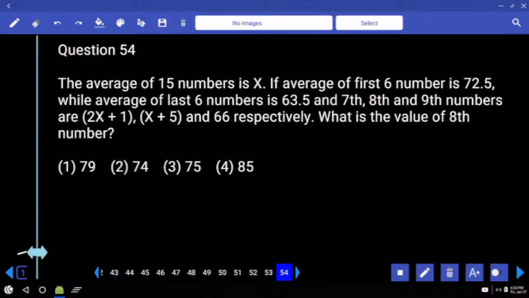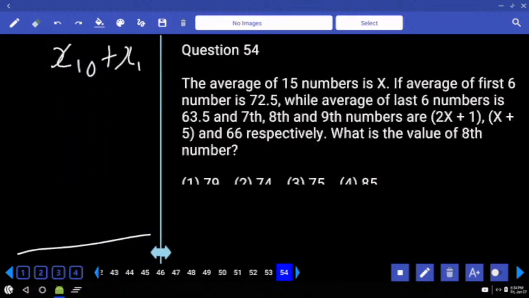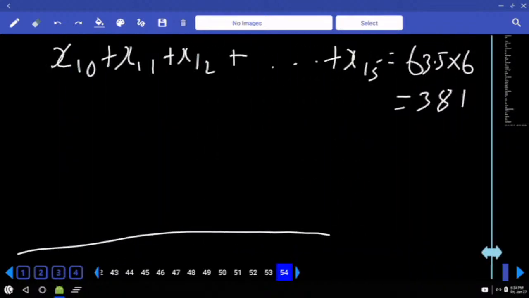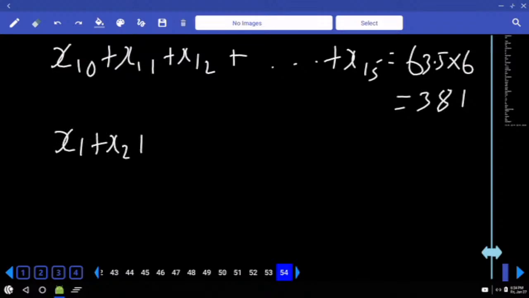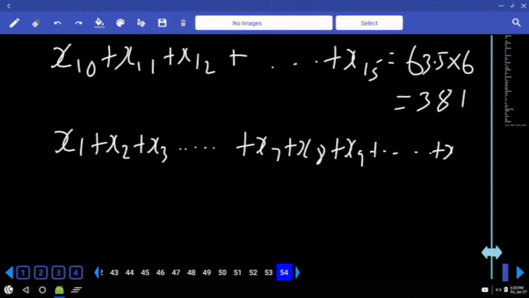Okay. If the 7th, 8th and 9th numbers are 2x plus 1, x plus 5 and 66 respectively, what is the value of the 8th number? Now what you can do is, I'll take the average entirely for 15 numbers. What is the average? x1 plus x2 plus x3 and so on up to x7 plus x8 plus x9 again till x15. Yes or no? Now, the x6 work, what is the value we have got?